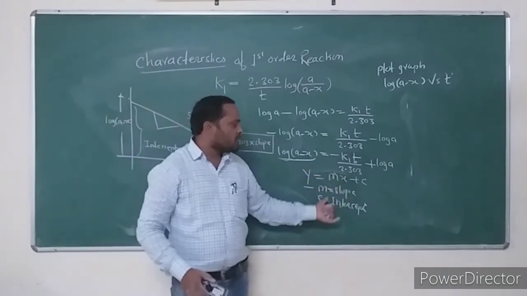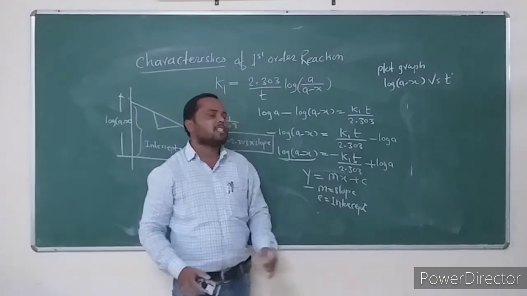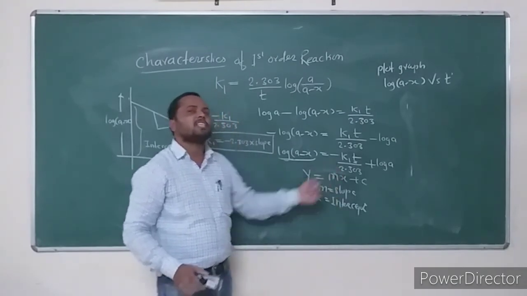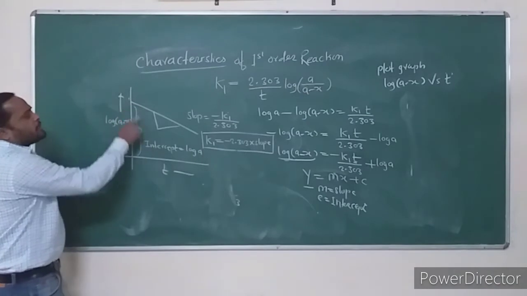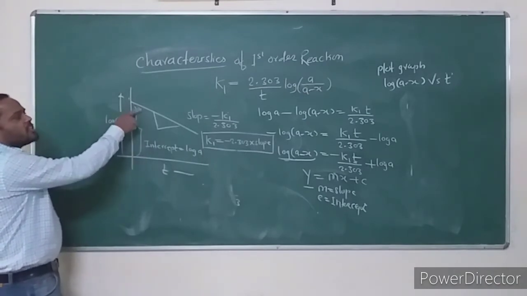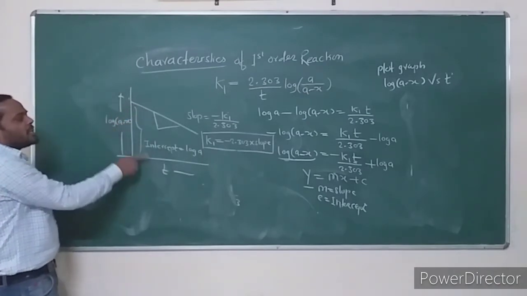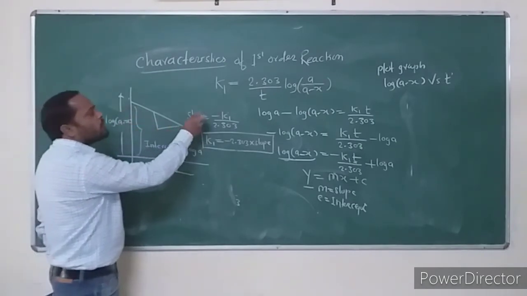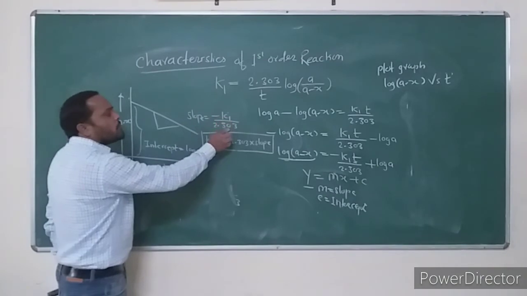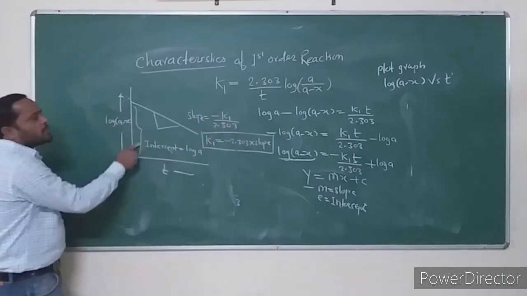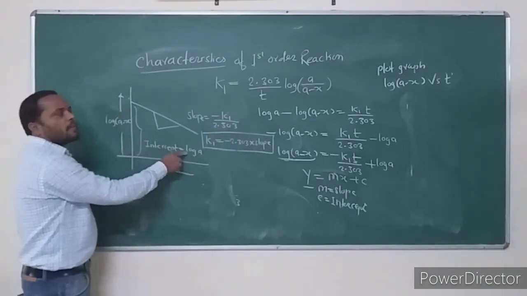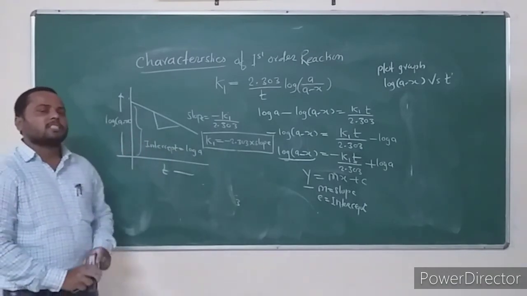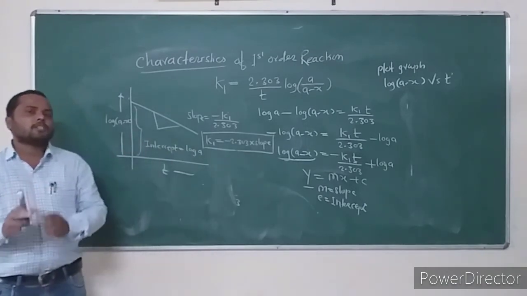With slope, m is the slope of the given straight line and c is the intercept. The slope of the given straight line is negative. This is the nature of the given graph. By plotting log (a minus x) against t, we can obtain this straight line, and this straight line has slope minus k1 upon 2.303 and intercept of the given straight line is log a. This is the first characteristic property for the first order reaction.